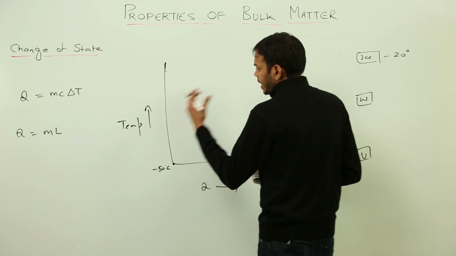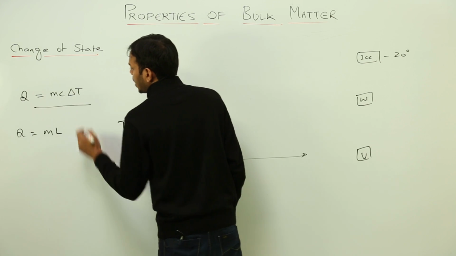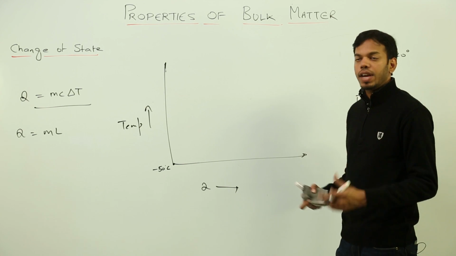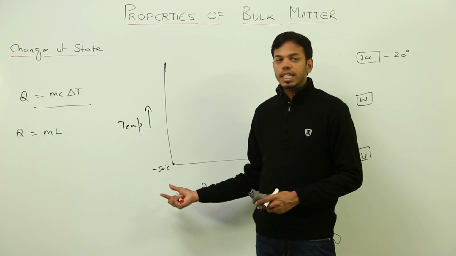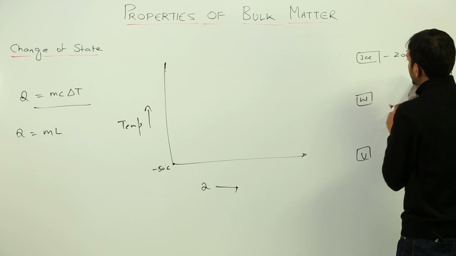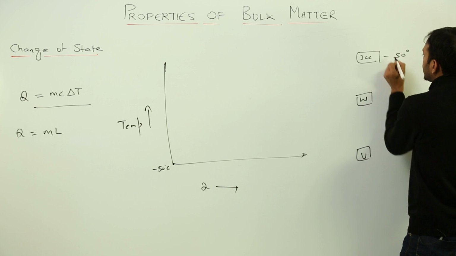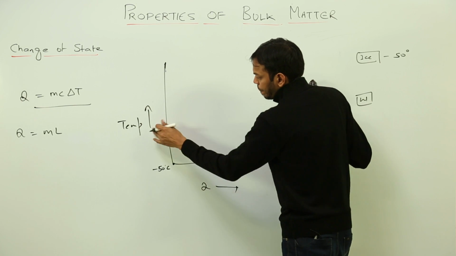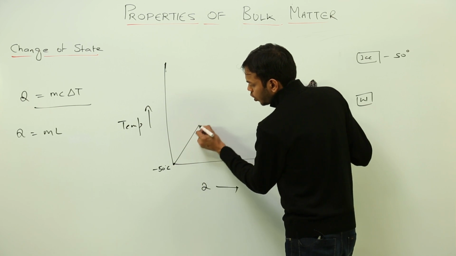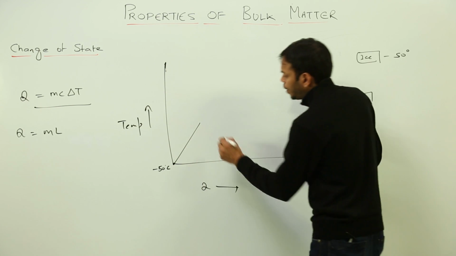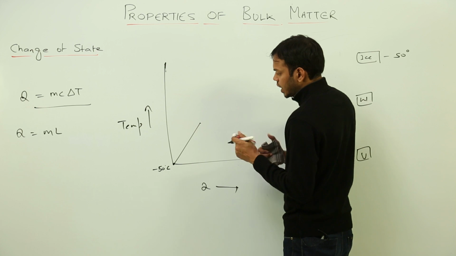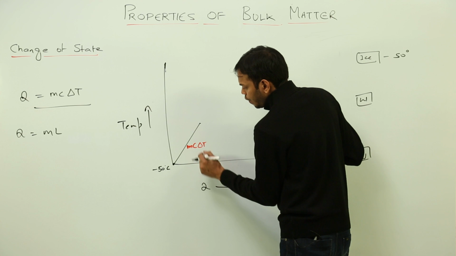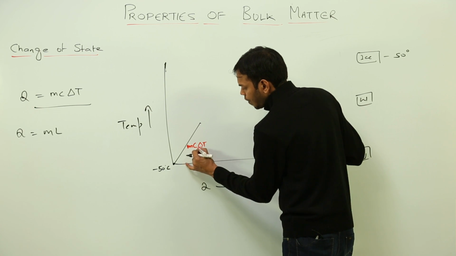So in that case, I'll be using this formula, which is mc delta T. Mass we have, specific heat capacity of ice we have, and change in temperature we have. That is from minus 50, okay, I've taken minus 20 here, so I'll write minus 50, to 0 degrees Celsius. Temperature will keep on increasing, and so will the amount of heat given to the body. Up to this point, the formula used is mc delta T, where c is the specific heat capacity of ice.